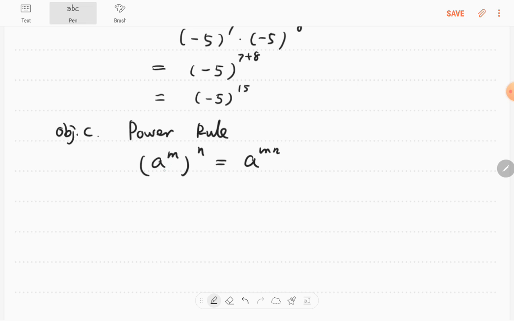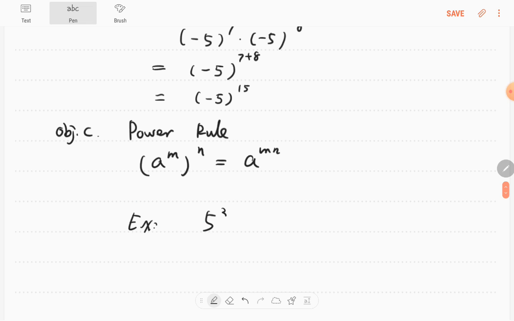We still write down the base here, but we will get the product of m times n. We will get this. This is called the power rule. Okay? How do we understand this one? We can use an example to help you understand.